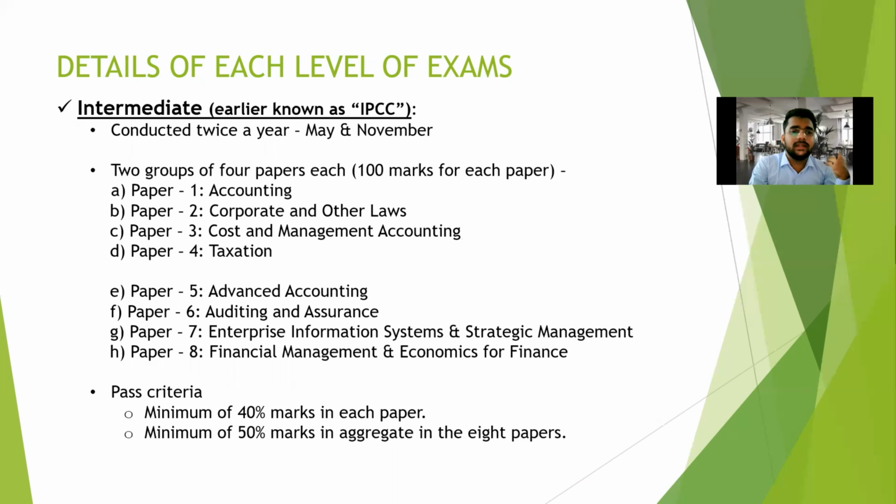Now, what is the next level? It is intermediate. It was earlier called IPCC, and now they've changed the name to intermediate. Again, this is also conducted twice a year. Like I told earlier, inter has 2 groups, group 1 and group 2. It's your choice. You can write either group 1 or group 2 or both. But yes, you have got 2 groups.